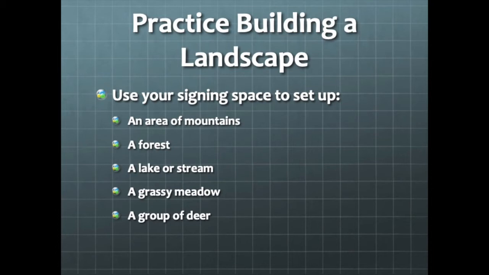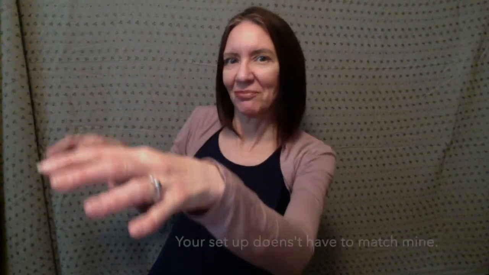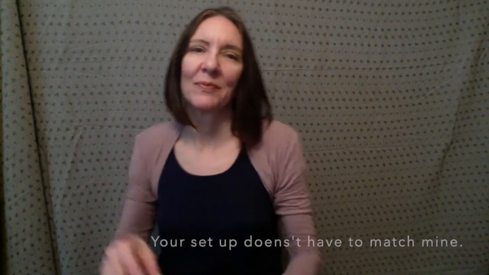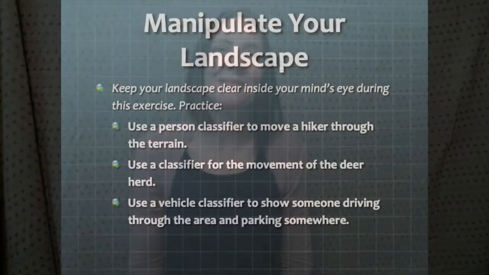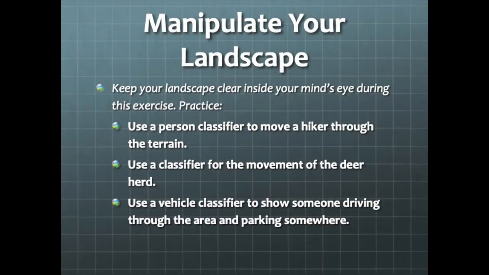First, let's build a landscape. Use your signing space to set up this environment: an area of mountains, an area of forest, a lake or a stream, a grassy meadow, and a group of deer. Keep your landscape clear inside your mind's eye during this exercise.